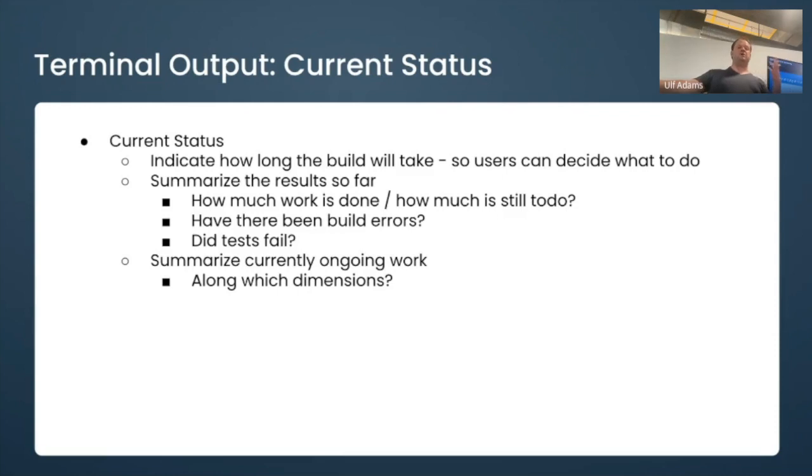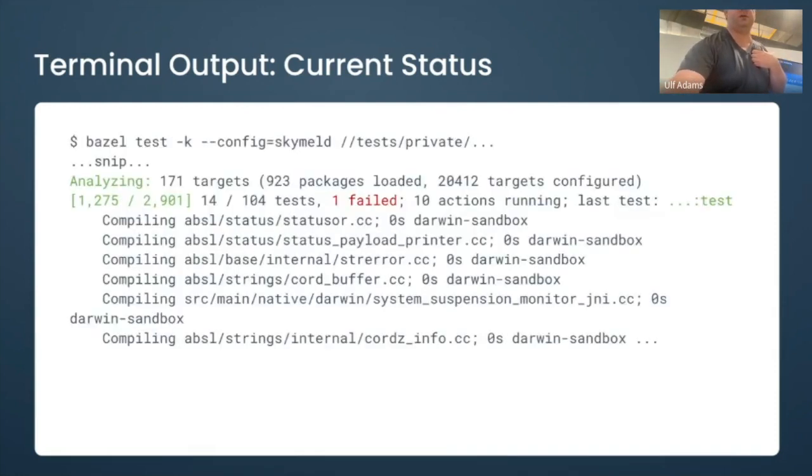Have there been any build errors, right? When I look at the status, the history of the error may have long scrolled by. So maybe the status should show something went wrong, and maybe a summary of what went wrong. And certainly tests, again, are a special case where if tests have failed, then we want to know that. We also want a summary of the ongoing work. But the question is, what dimensions? And there are many possible dimensions that we could summarize along.